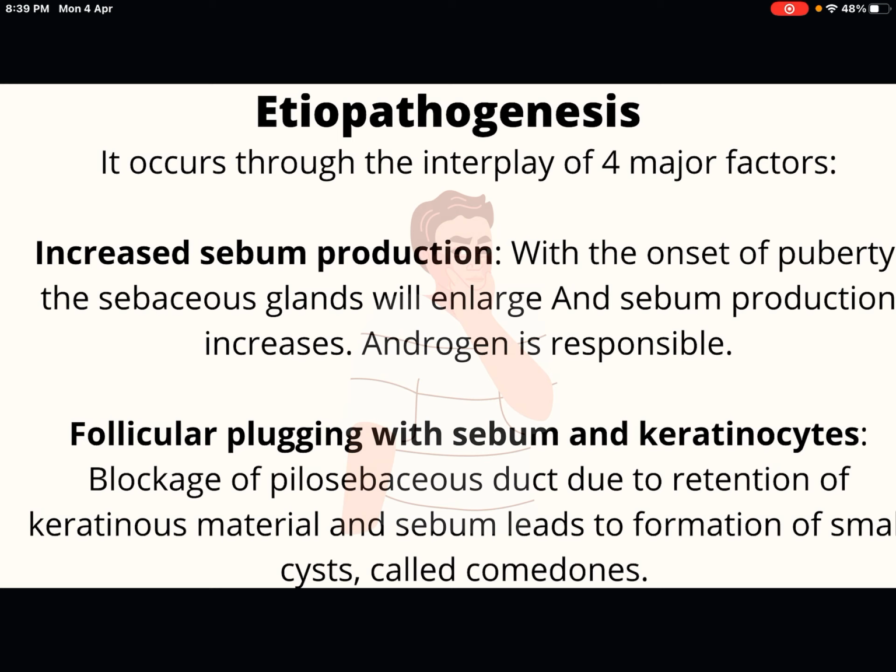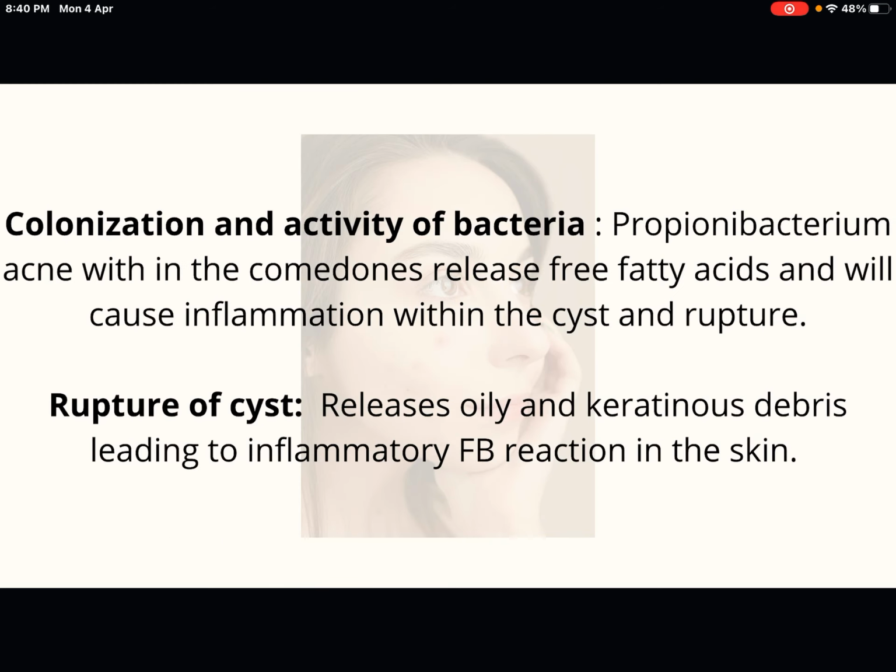So the first one is increased sebum production. In puberty, our sebaceous glands will enlarge and produce more and more sebum, and the androgen hormone is responsible for that. The second point is follicular plugging with sebum and keratinocytes. This leads to blockage of the pilosebaceous duct and retention of the keratinous material and sebum. Then a small cyst will form because it is retained inside, and these small cysts are called comedones.